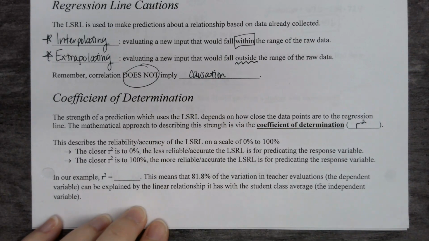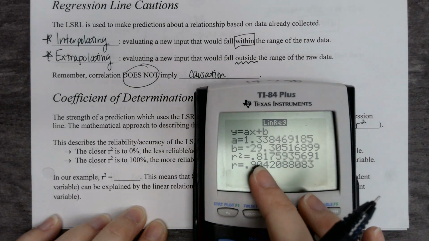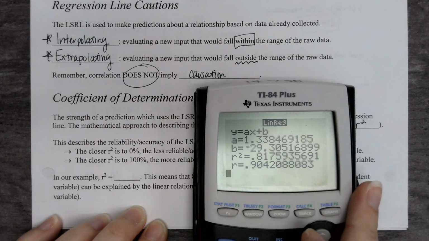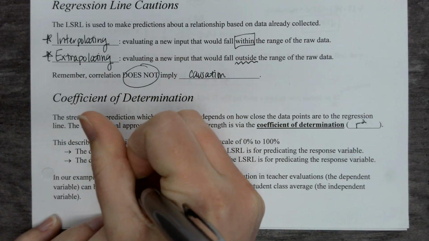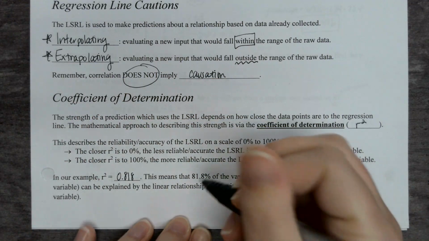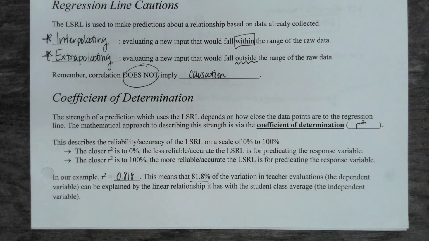So in our example, like I just showed you, we have 0.817 or 5, so we'll do 0.818. So what this means is that 81.8% of the variation in the teacher evaluations can be explained by the linear relationship that it has with the student class average, or the independent variable. I don't like independent. More so the explanatory and response variable.